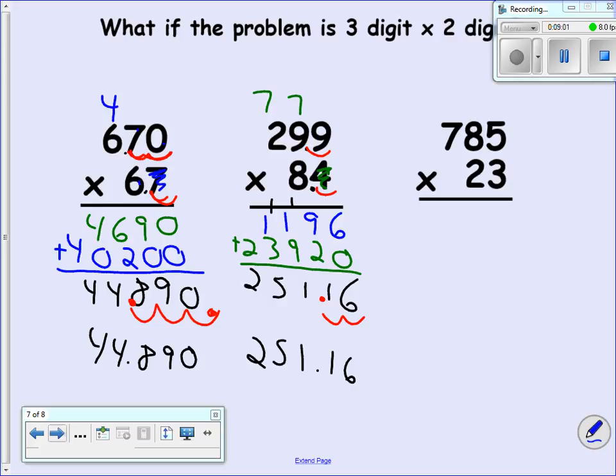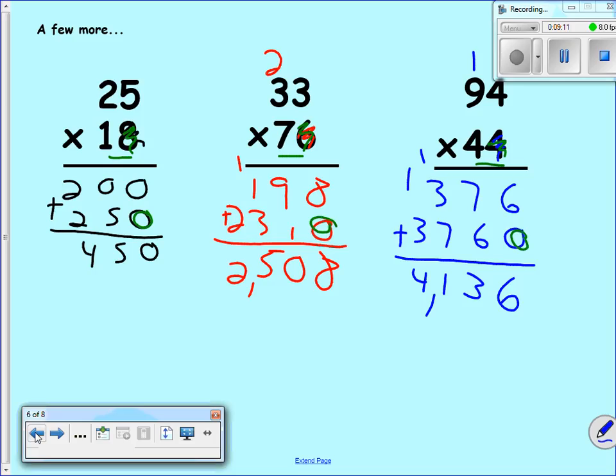Over here, where are my decimals at? My decimals are right here and right here. How many numbers are after the decimal? There aren't any numbers after the decimal. So in my answer, there'll be no numbers after the decimal. Take a look at these. There's no numbers after the decimal. The decimals are always right here. They're imaginary decimals because we don't need them. So that's why there's no decimal in the answer here. There's no decimal in these answers.